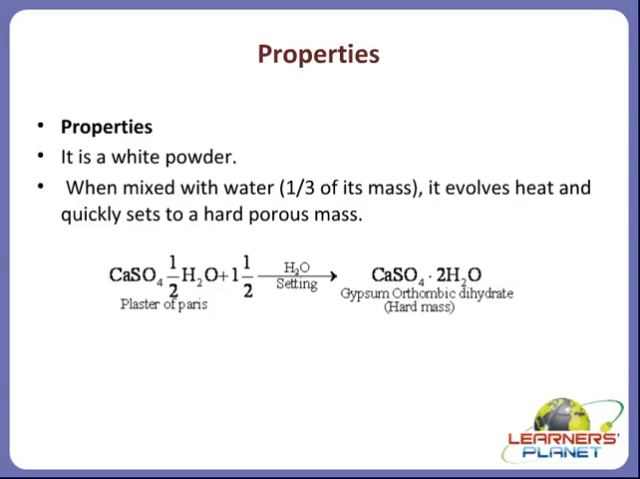So how are these plaster of Paris statues made, students? Plaster of Paris is mixed with 1/3 of its mass of water, and it is kept in the molds. It settles, and it slightly expands also, so that it takes up the shape of the molds, right? So calcium sulfate half H2O, that is plaster of Paris, water is added to it, right? 1.5 water, and it sets to form calcium sulfate 2H2O. That is gypsum, orthorhombic dihydrate, and it's a very hard mass, right?